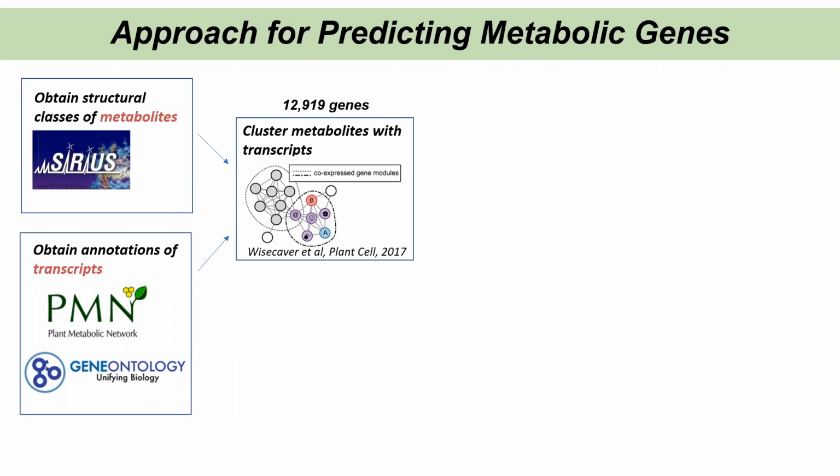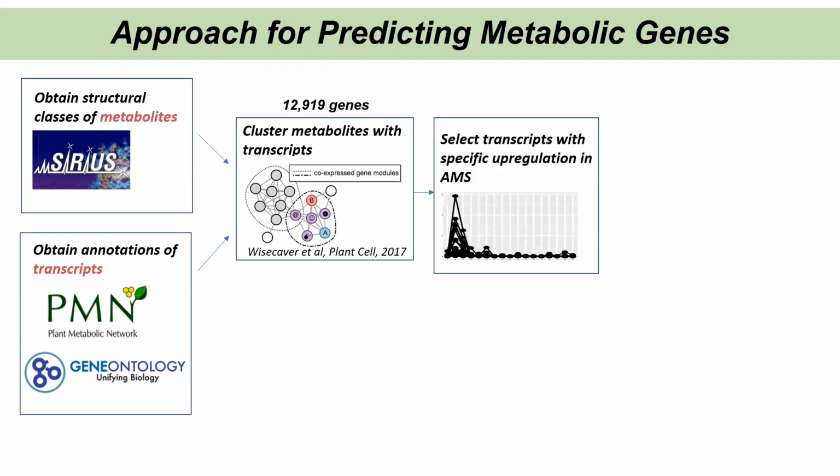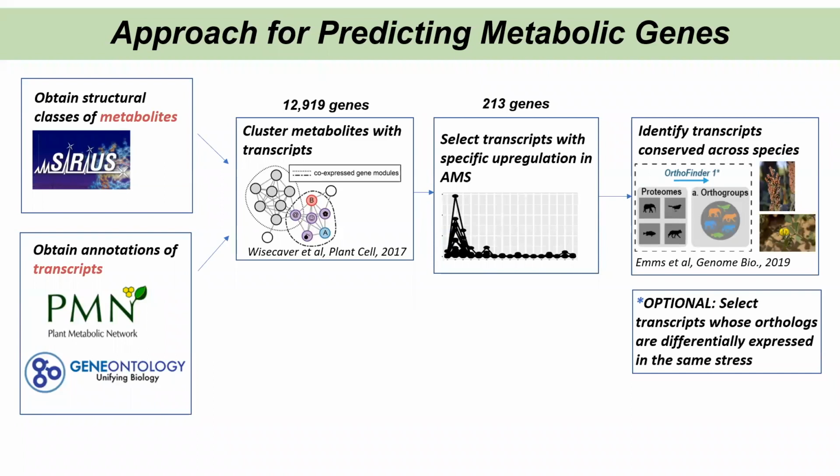And so what we wanted to do next was prioritize genes for further study. And so we decided to study genes that were potentially important for symbiosis by selecting transcripts with specific upregulation in this condition. And this gave us 213 genes. Further, we wanted to take one more step. We wanted to identify transcripts conserved across species, as these transcripts then likely have a very important function. So we chose to use OrthoFinder to identify transcripts in Brachypodium that had conserved genes in sorghum and/or Medicago. And these conserved genes from a different species are called orthologs.